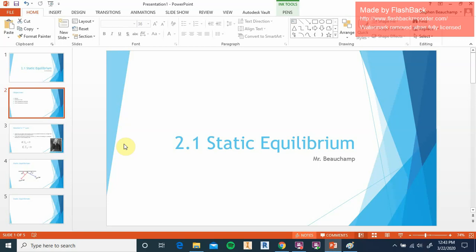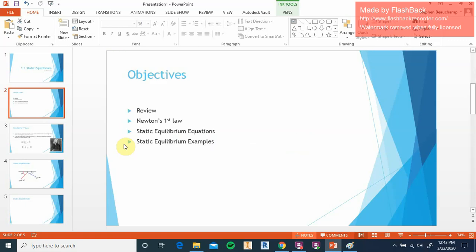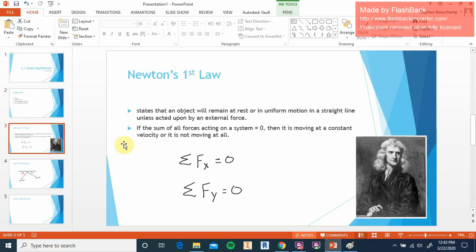In this lesson, 2.1 static equilibrium, we are going to continue our discussion from 2.1 vectors. I'm going to start with a little bit of review, and we'll do a little bit of review as we go. We're going to look at Newton's first law, take a look at what static equilibrium really means, and then we'll look at the equations associated with static equilibrium and do some examples around that.